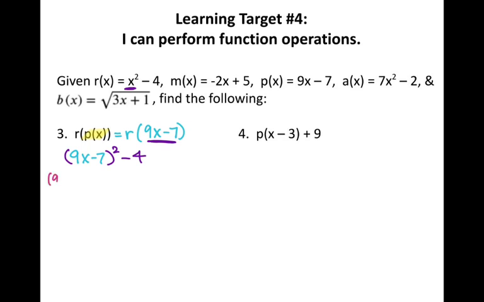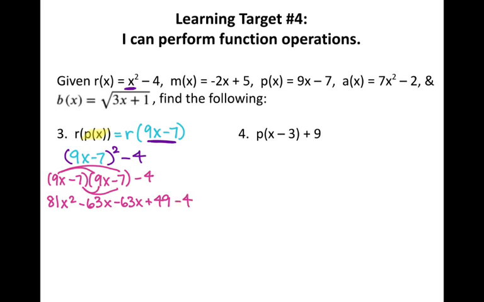So I'm going to rewrite this 9x minus 7 times another 9x minus 7 because I want to make sure I'm multiplying correctly. I'm going to distribute. So 9x times 9x is 81x squared. 9x times negative 7 is negative 63x. Another negative 63x plus 49. And I've got this minus 4 on the end that I cannot forget about. A lot of people have a tendency to forget about it. From here, combine like terms. I have 81x squared minus 126x plus 45.